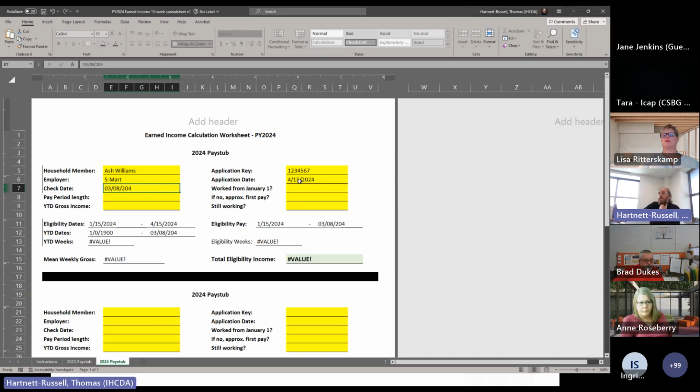So some things to notice here, now that we put in both the application date and the check date, is we now have eligibility dates populated down here. So we know that the period of time we're going to be looking at for eligibility, based on 13 complete weeks or 91 days, is January 15th of 2024 through April 15th, 2024. So even just entering an application date is going to help you map out what time period we're looking at.